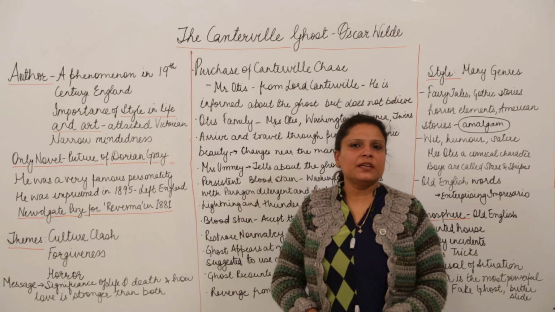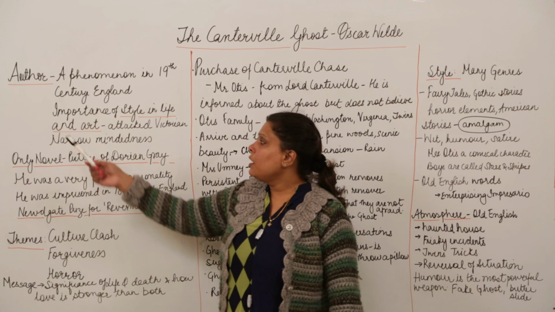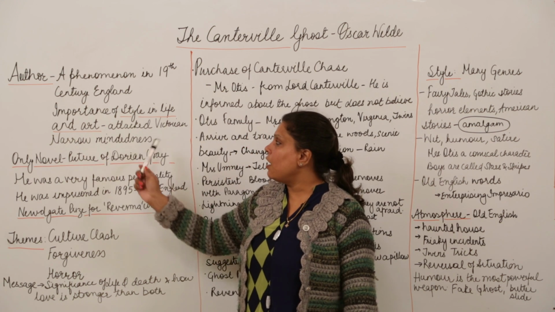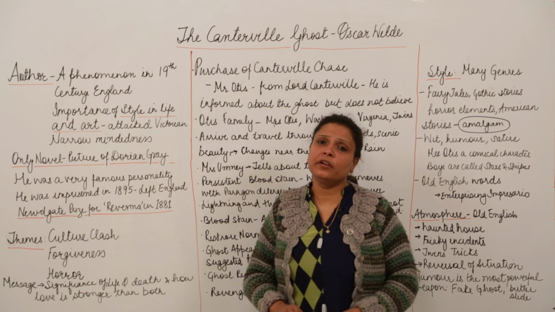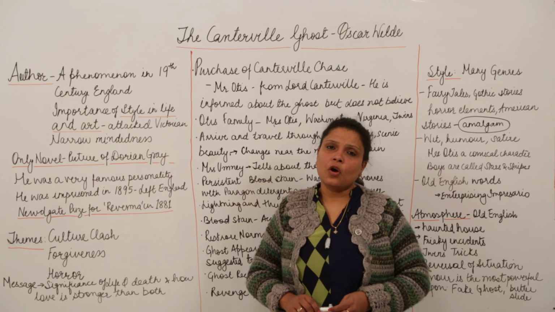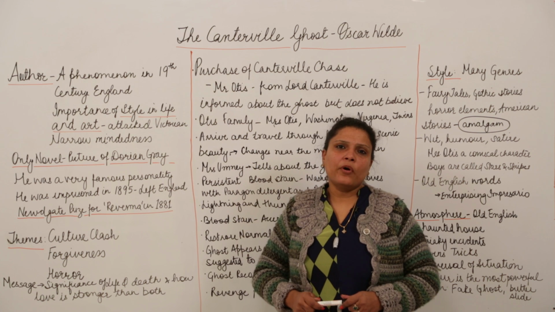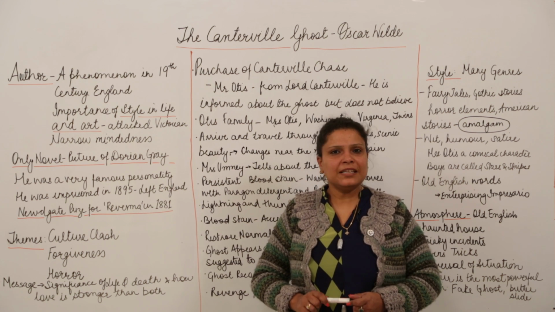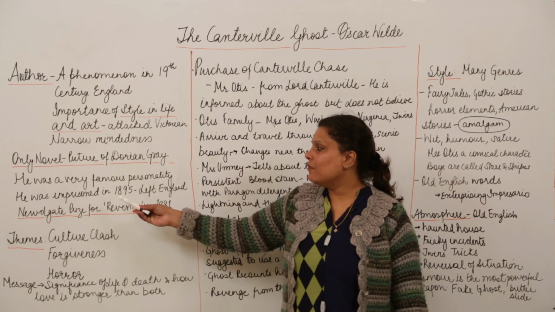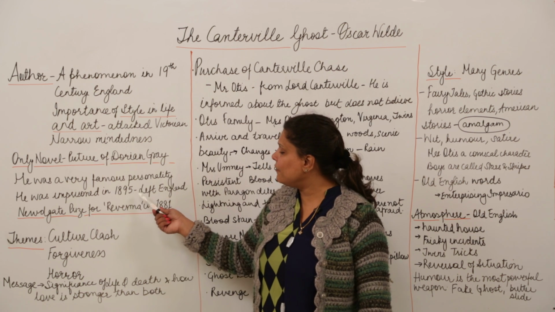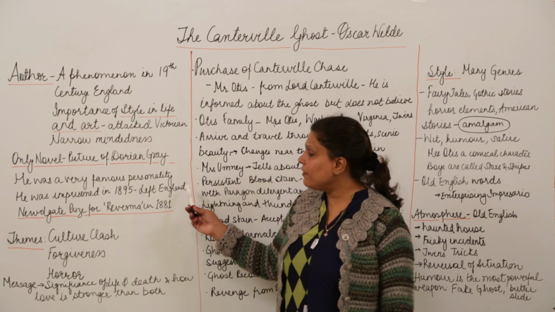Oscar Wilde, I'm sure you must have heard his name a lot, was a phenomenon in 19th century England. He gave importance of style in life and art and attacked Victorian narrow-mindedness. In fact, his first and only novel, The Picture of Dorian Gray, became a source of a lot of controversy in the Victorian times. He was a very famous personality, very flamboyant, wrote flamboyantly and even dressed very flamboyantly, and he was involved in a scandal in 1895 and was imprisoned.